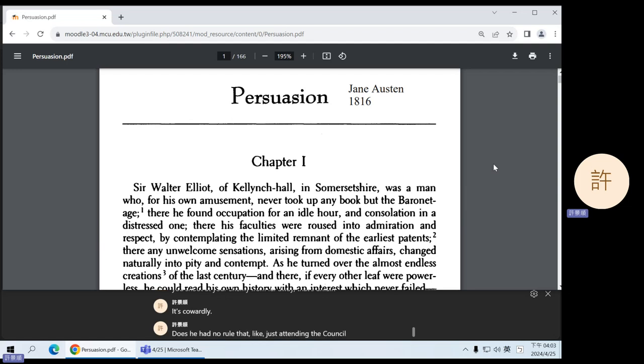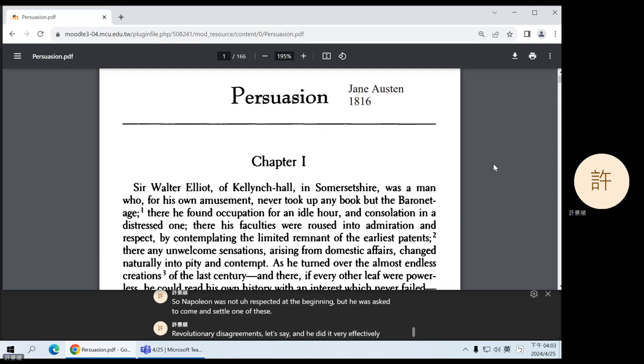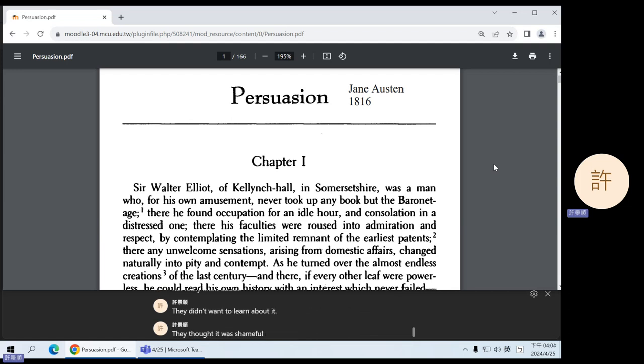就是很懦弱的那个就是战争的方式. So Napoleon was not respected at the beginning. But he was asked to come and settle one of these revolutionary disagreements, let's say. And he did it very effectively. In part because his specialty, artillery, is something that many people did not really know about. They didn't want to learn about it. They thought it was shameful. So they were not prepared for it. When Napoleon brought in his cannons and aimed it squarely at the counter-protesters in the streets, people were not prepared for that. Now, of course, today we know better. We know that when you protest, you have to be prepared for everything.